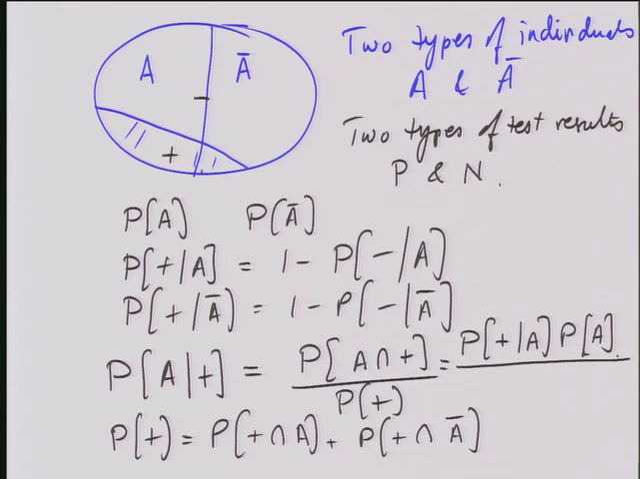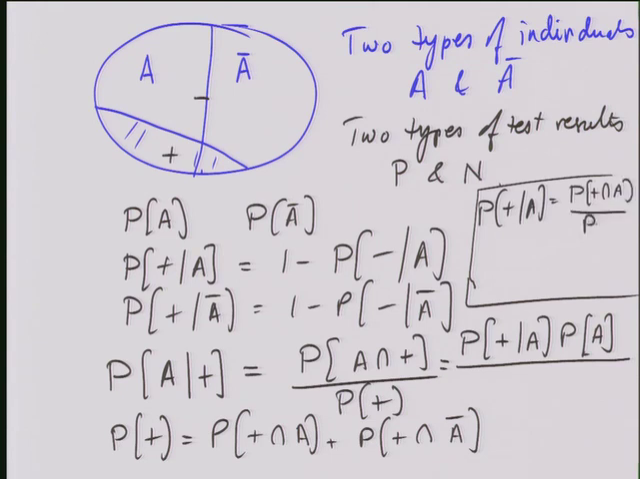Because remember what conditional probability tells us. The probability of plus given A is just the probability of plus intersect A divided by the probability of A. And so if you cross multiply, you get the probability of plus intersect A is just this conditional probability times the probability of A. And what you'd get in the denominator is a similar expression, which would be the probability of plus given A times the probability of A. That's this part, plus the probability of plus given A bar times the probability of A bar.